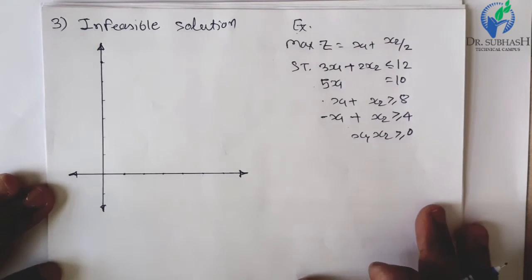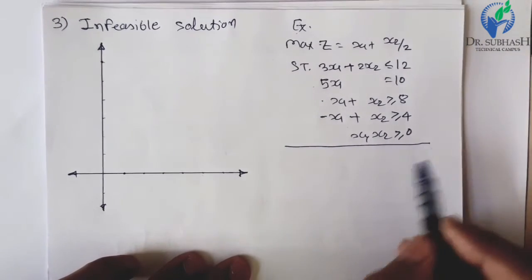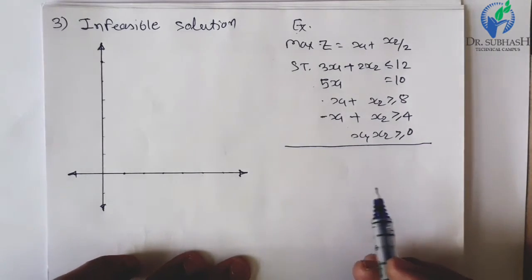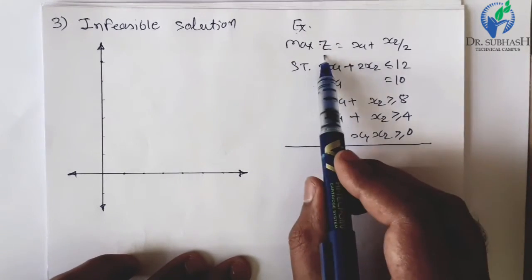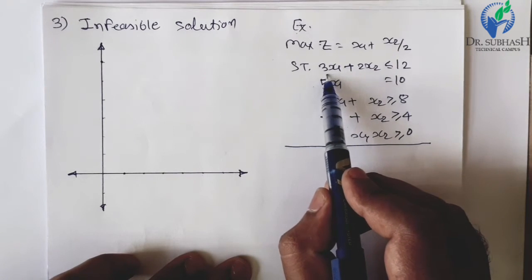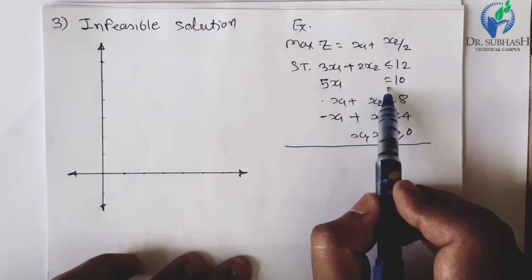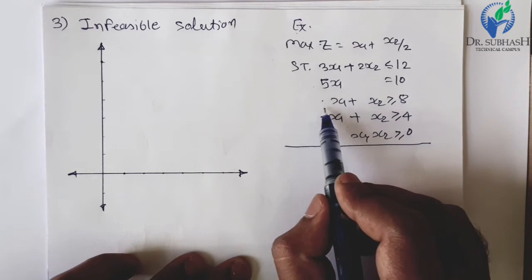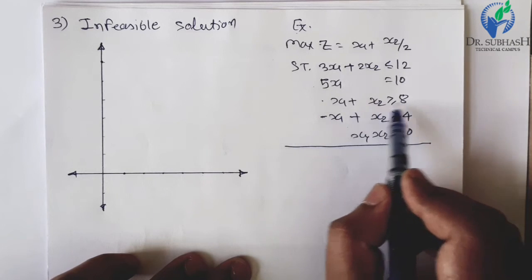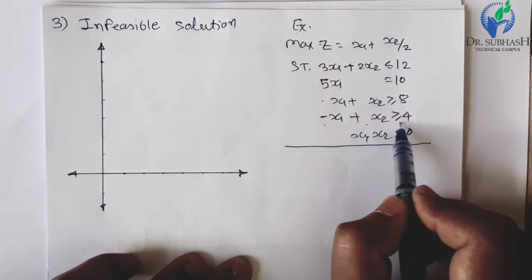And again, in this case also, we will try to understand the feasible region with the help of an example. Here the example is given: maximize z equal to x1 plus x2 by 2, subject to constraints. Constraint number 1, 3x1 plus 2x2 less than or equal to 12. Second constraint, 5x1 equal to 10. Third constraint, x1 plus x2 greater than or equal to 8. And fourth constraint, minus x1 plus x2 greater than or equal to 4.